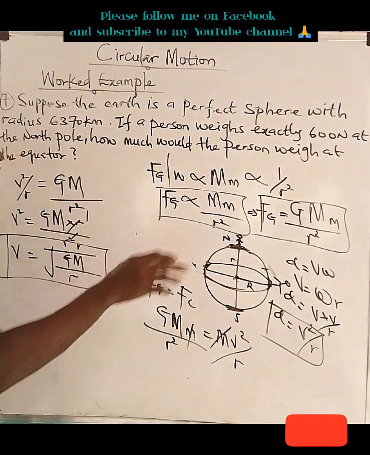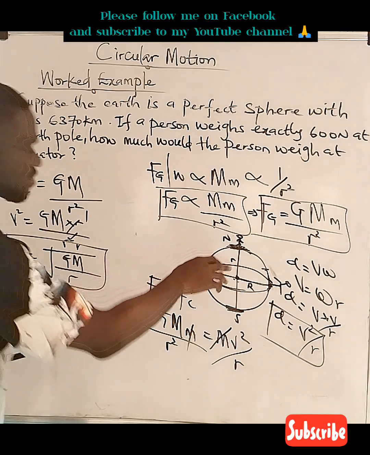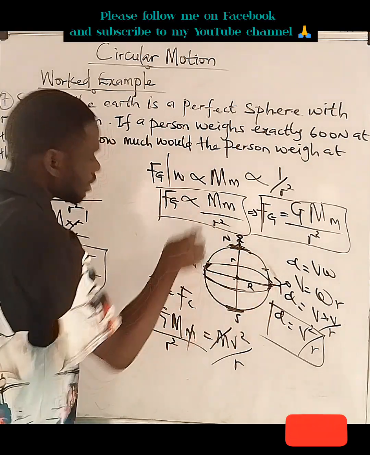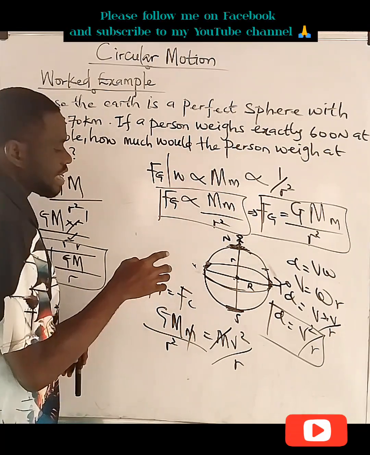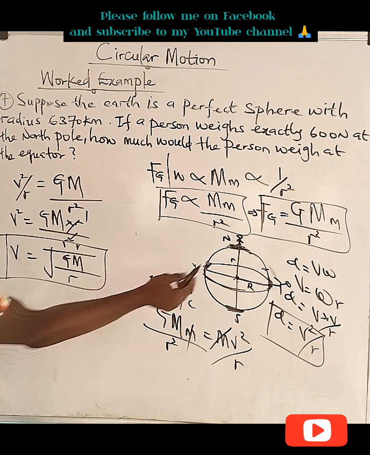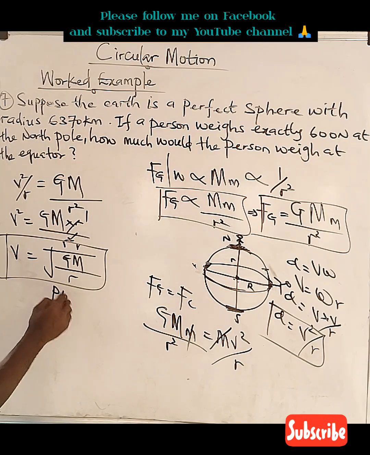That's what we're going to be looking at quickly. As you can see, it is the force of gravity that brings about the movement of this body in a circular path. So that simply means the force of gravity. Now we are looking at when the body is at the pole.